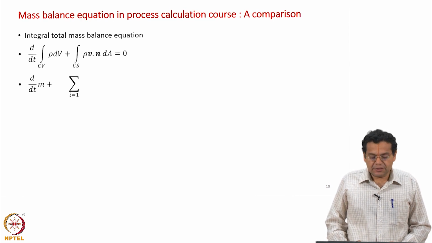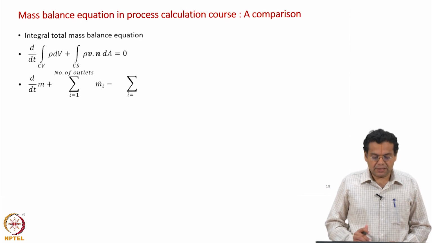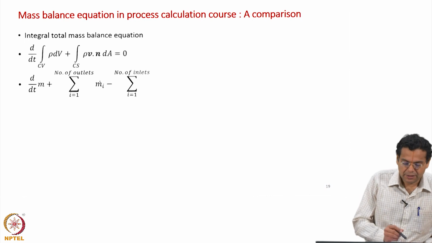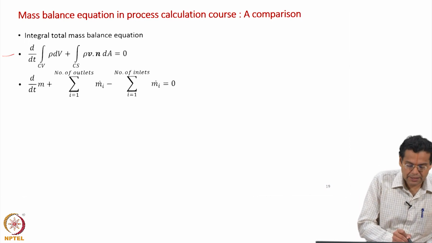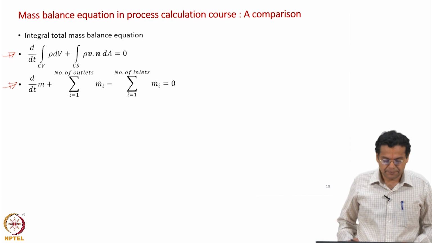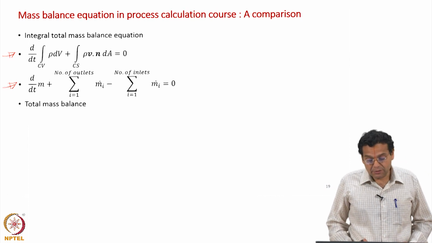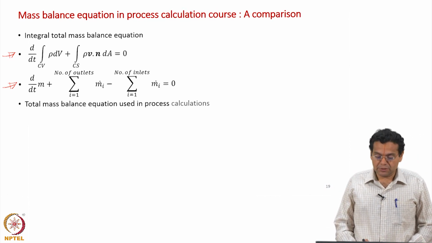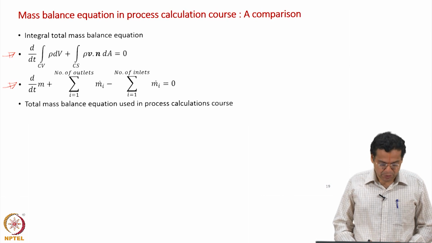After a series of simplifications, we wrote the same equation in this form in terms of mass flow rate. So, this is the original integral mass balance equation. This equation, after a few simplifications, is in terms of mass and mass flow rates. Now, let us write down the equation which you would have used in a process calculation course. Let us see how they compare.